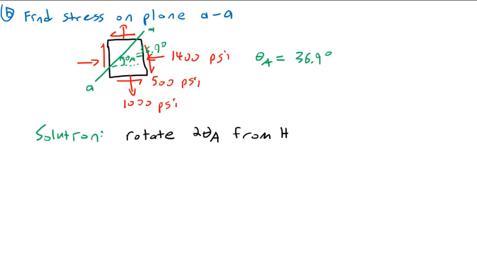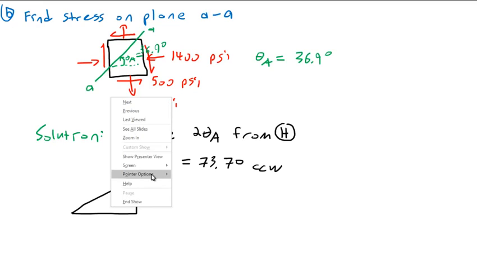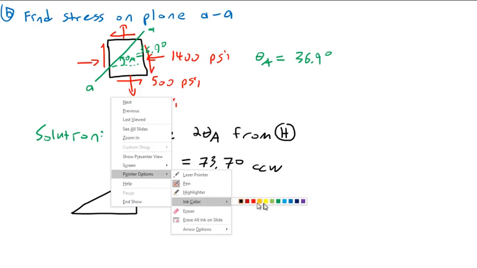Okay. So let's look at this, from H. In other words, we're looking at 73.7 degrees counterclockwise. Okay. So if we do some trigonometry, if I make a triangle, in other words, if I have this here.